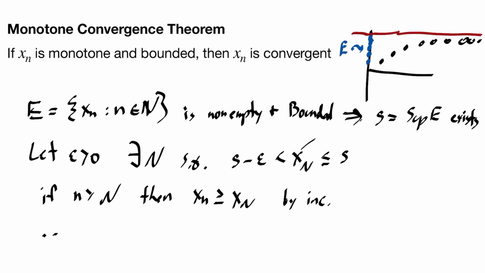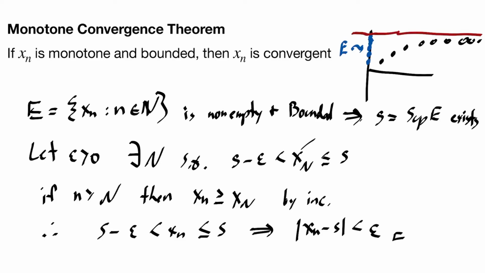But therefore, S minus epsilon is less than x_n is less than or equal to S. But that just means that the absolute value of x_n minus S is less than epsilon, which proves what we wanted to prove, because we wanted to prove that x_n converges to S. So therefore our x_n converges to whatever that sup value was. All right, so the monotone convergence theorem, it makes a lot of sense. Hopefully this proof makes a little bit of sense also.